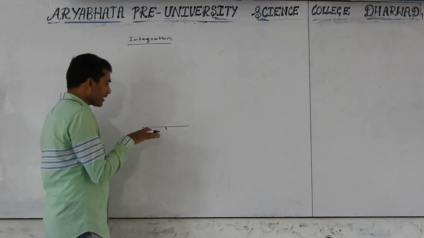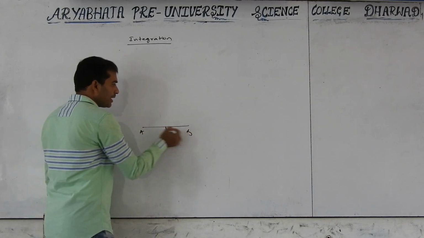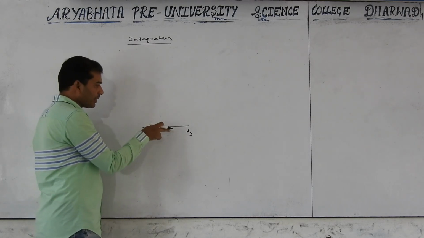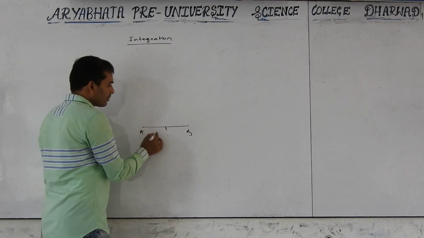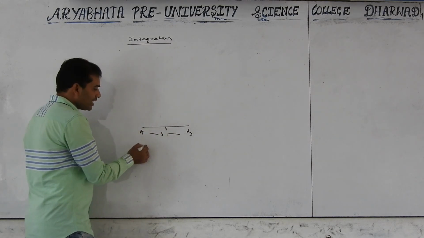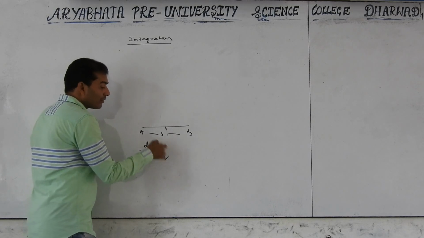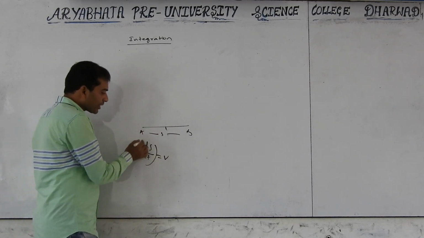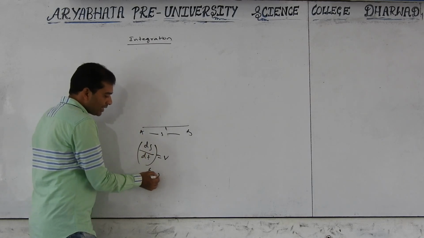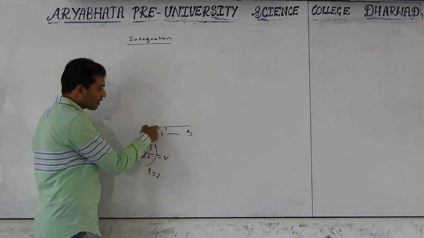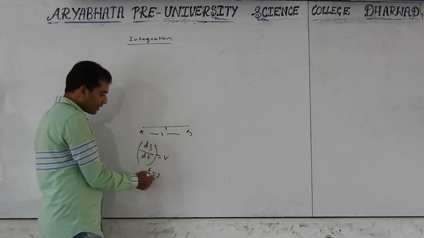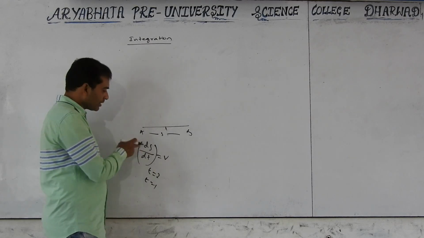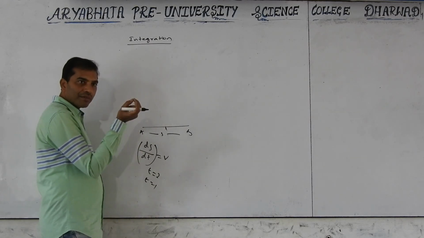For example, a particle moving along a straight line from A to B. We can find, for example, distance is s. Then ds by dt gives velocity. So we are discussing the particle at a particular point. If you give time 3, then you get the velocity at t equals 3 seconds. At t equals 1 second, we come to know what the velocity is. So differentiation we discuss at a point.